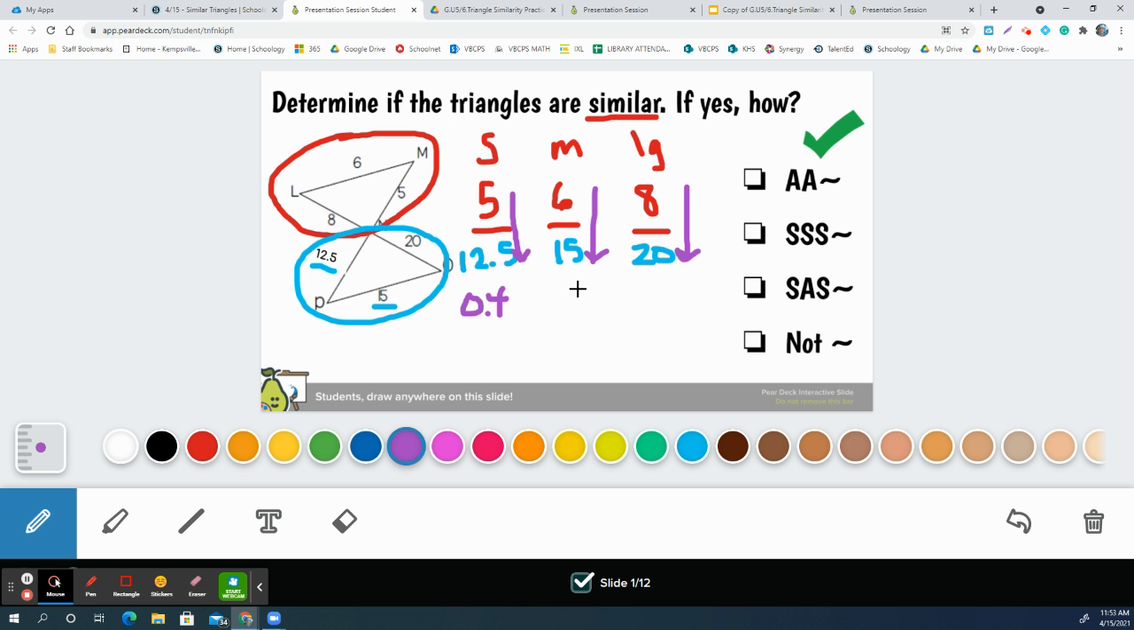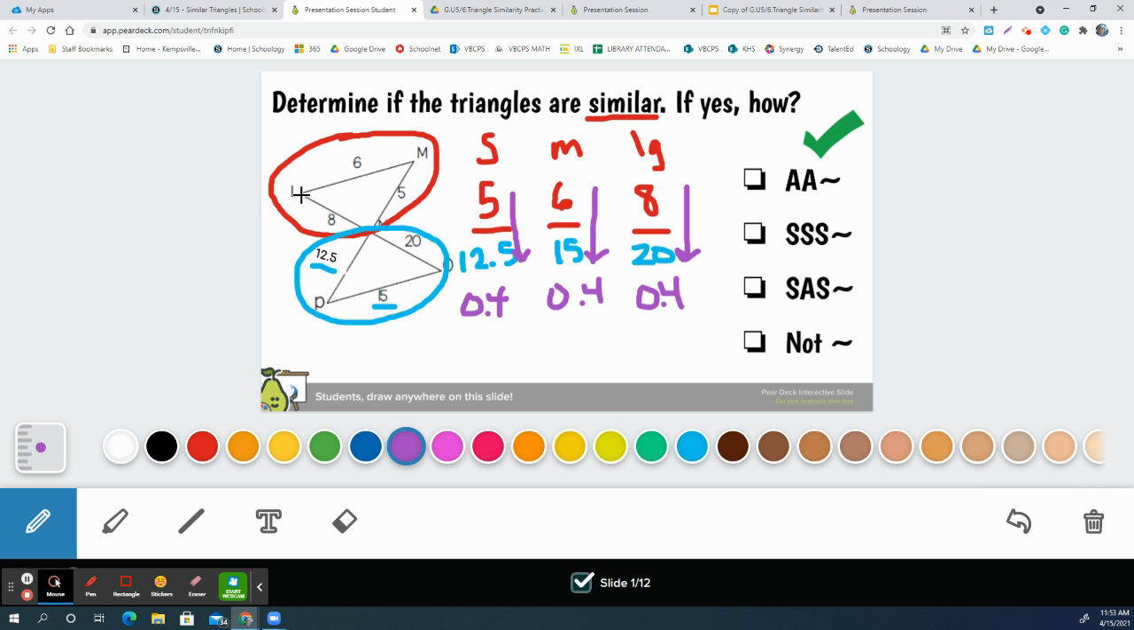Do that for 6 over 15. So all I'm doing is taking that fraction and dividing straight down. Same thing. You have to test all 3. It's a pain in the neck, but you got to do it. 8 divided by 20, all 0.4.